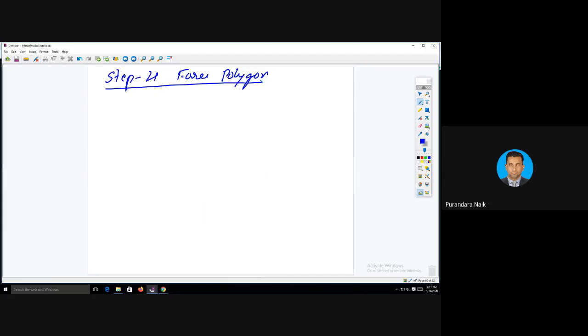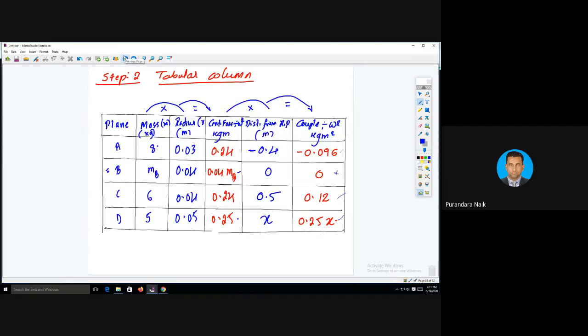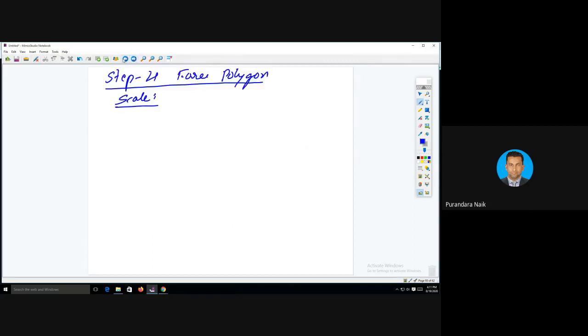Here, for the force polygon, you need to consider the proper scale. If you see the table, the maximum value is 0.25. Here you can take 0.2 kg meter is equal to 5 centimeter. So 0.2 kg meter is equal to 5 centimeter.